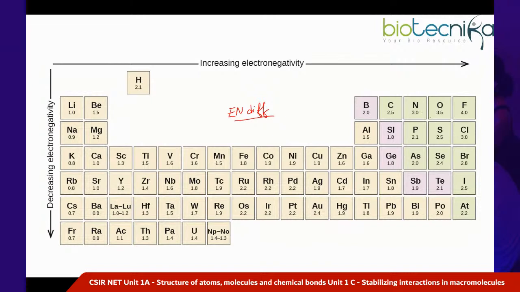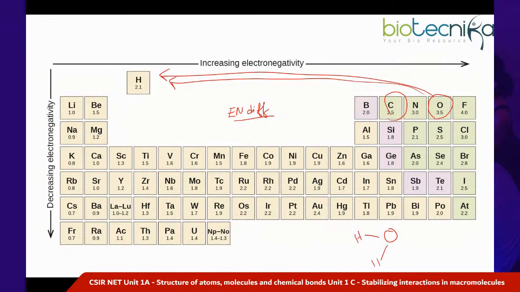Next example, you can take carbon and oxygen. Then you can take oxygen and hydrogen. The difference between oxygen and hydrogen is more. That is why water has more polarity. Oxygen will pull the electrons more than hydrogen, so oxygen gets a delta minus. If you take carbon and oxygen, the difference is there, but a little lesser than with hydrogen. So this is a lesser polar molecule.